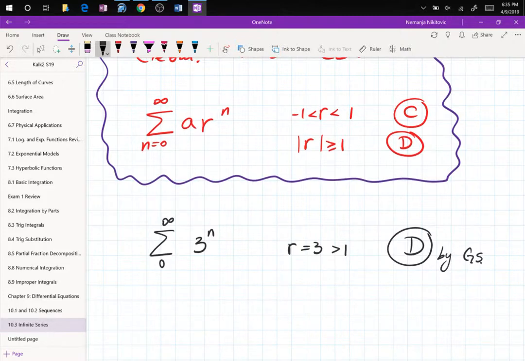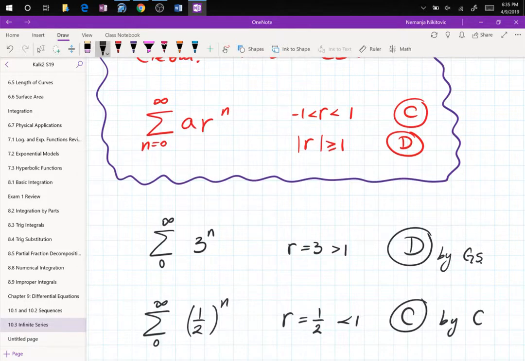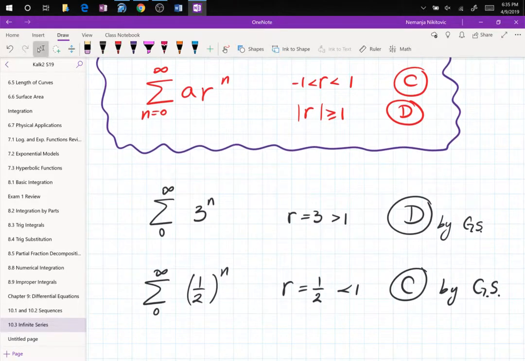Next example. Summation of 1/2 raised to the n, 0 to infinity. You look at it, you determine that r is equal to 1/2. Well, that's less than 1, converges by geometric series. There are no calculations, there's nothing. You either know and memorize this test, or you take a walk. It's very simple. No calculations. You just look at it.